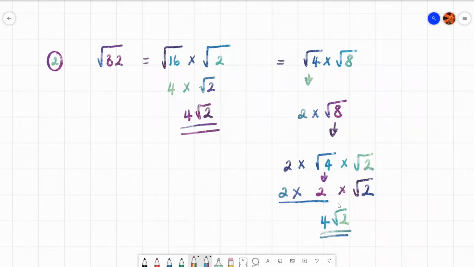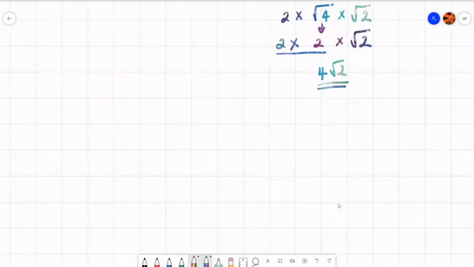But if you don't pick the largest square number that goes into your number, then it just means that there's a few extra steps there for you to do. Whereas if you pick the largest one, it's pretty much straightforward and you get to the answer quicker. Okay, let's have a look at a few more before we get on to expanding brackets and simplifying.